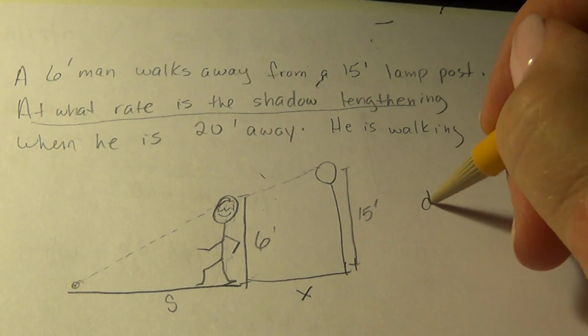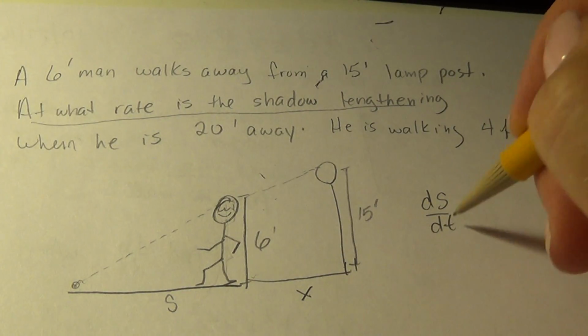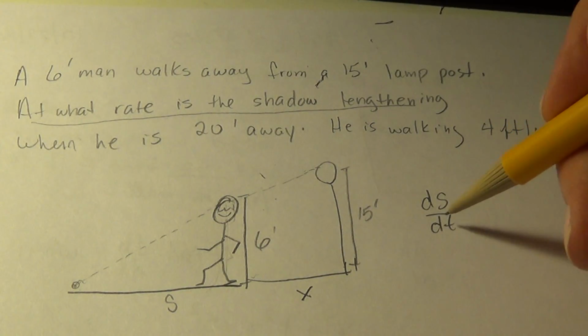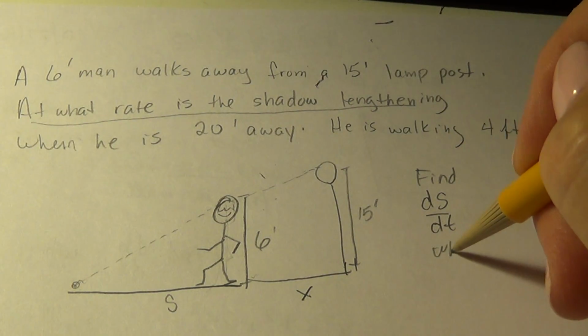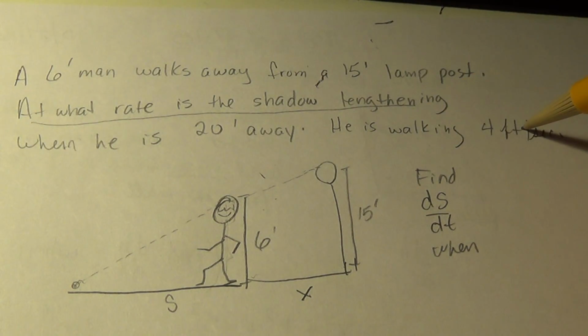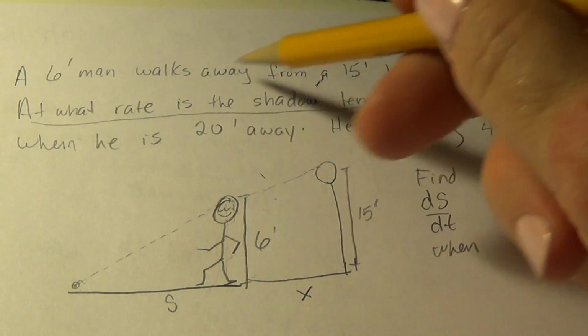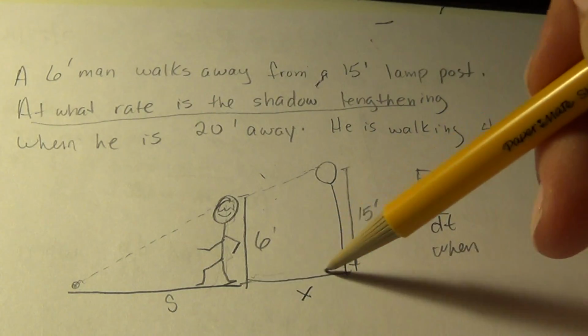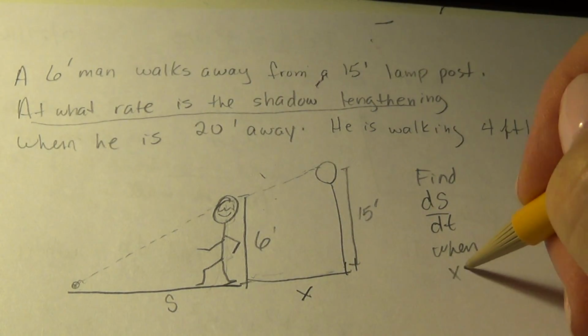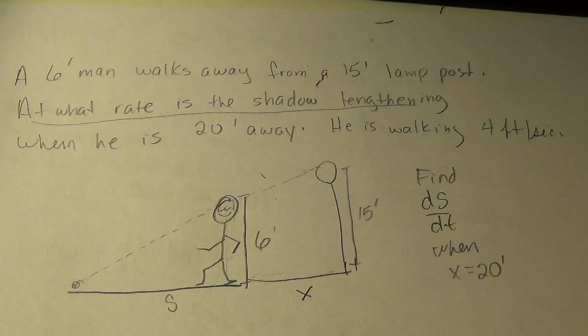Did you get ds/dt? The change in shadow with respect to time. So that's what we're going to find. When, there's always a when, when he is 20 feet away and walking 4 feet per second. So it's when x equals 20. Hopefully you could see that coming.